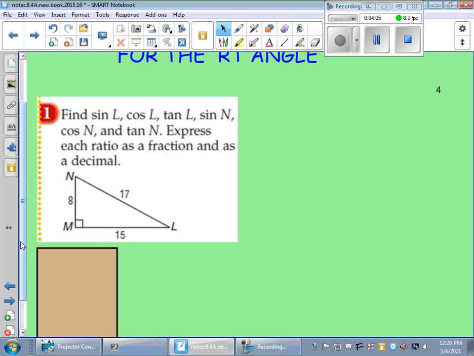All right, so this one right here, we want to find sine, cosine, and tangent of L, sine, cosine, tangent of N, and it says express each ratio as a fraction and decimal.